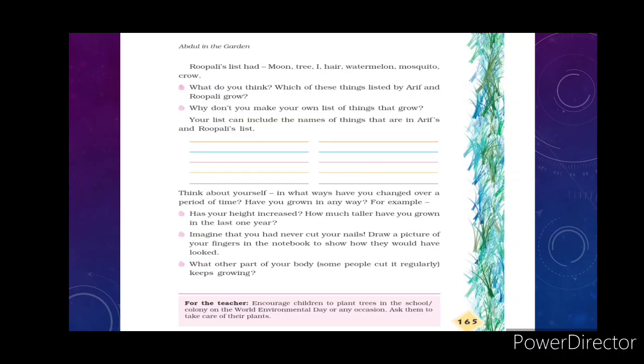I am showing you the answer. Okay, and you can also write your own answer. There is no rule that you have to write this answer. This is a sample answer which I have given you. It will help you to write it down.